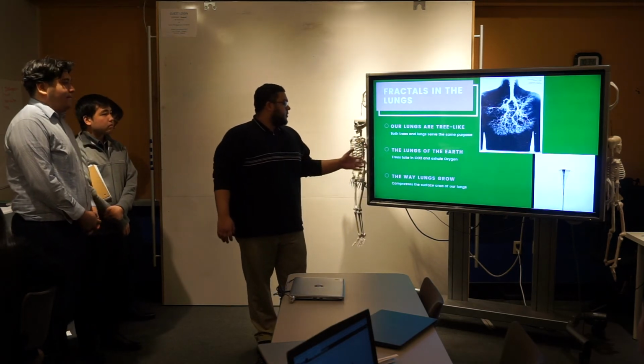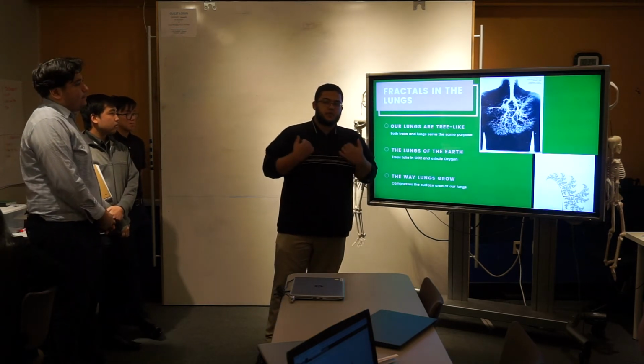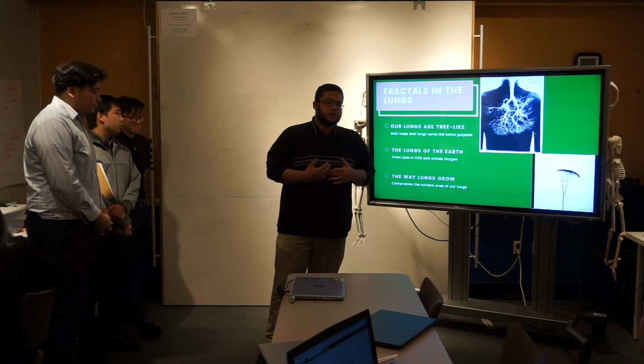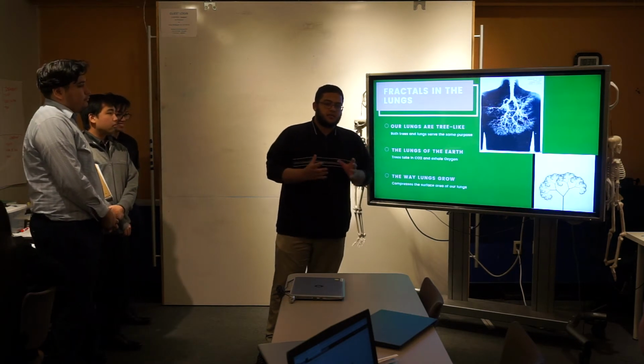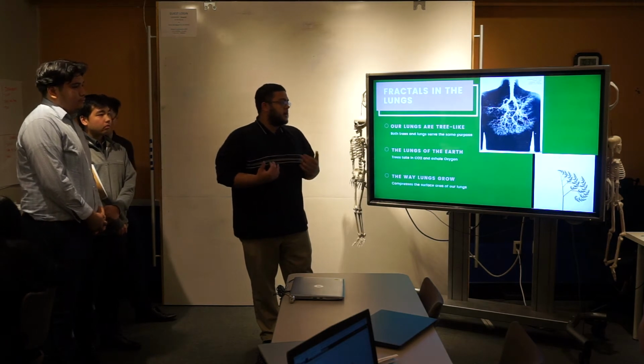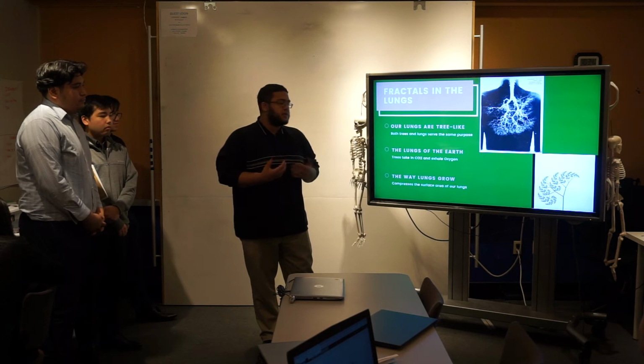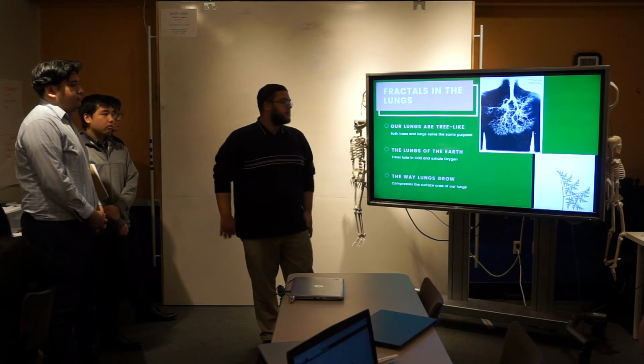The way lungs actually grow is because of the fractal pattern. During their growth, it compresses the surface area of your bronchi and whatnot in your lungs, so they can actually grow that way, because if it didn't do that, they'd just be too big.